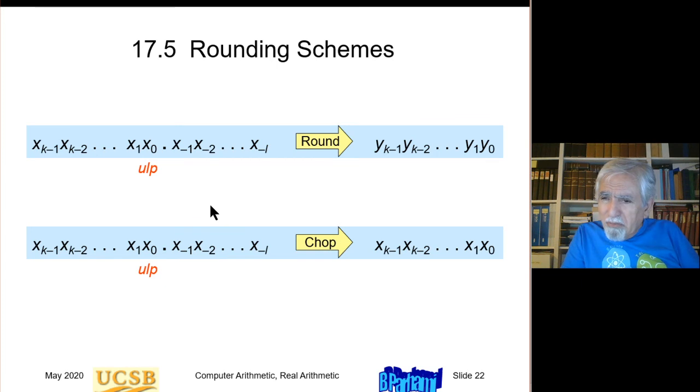The simplest rounding scheme is just chopping. When you chop these fractional bits, or the bits that you're trying to get rid of, the bits of y will be exactly the same as x. Okay, so when you chop, you simply ignore those extra bits, and you keep the remaining bits. But in general, these bits will not be the same as those bits of x.